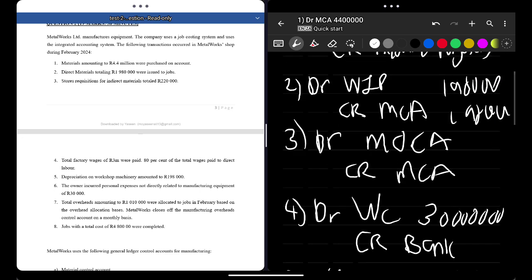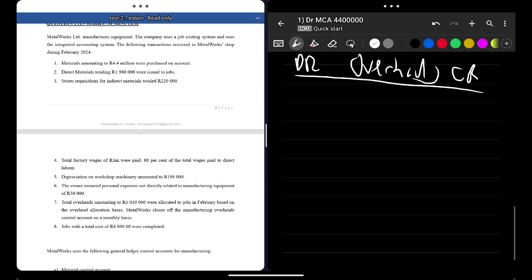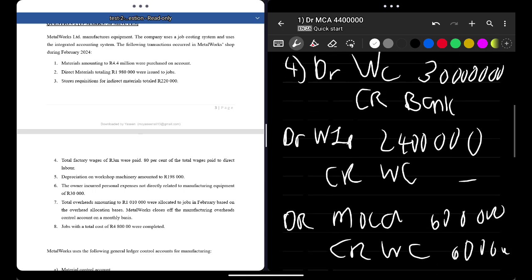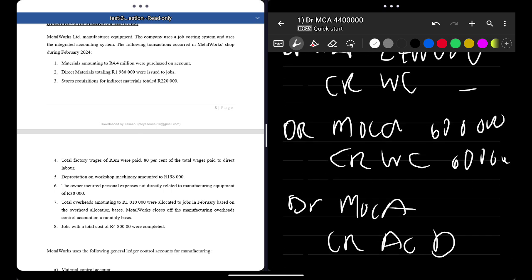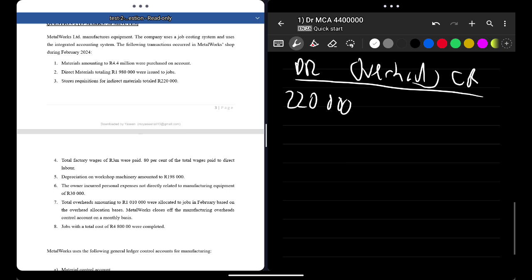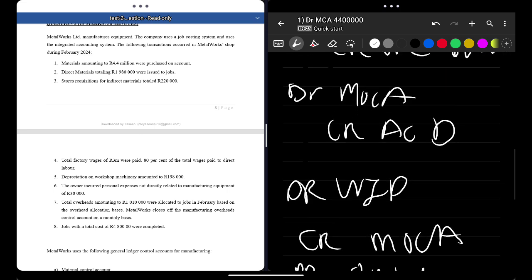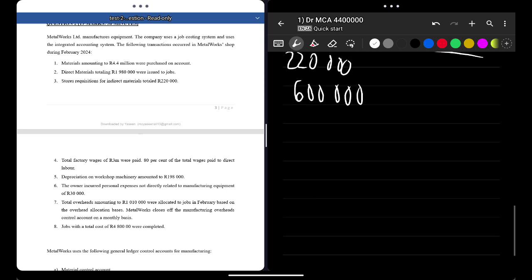Actually, no. I'm just looking. Number 3, store acquisitions. Debit manufacturing overheads control account. Okay, yeah, that's fine. That's 220,000. That's a MOCA. So 220,000 was over here. Let's see if there are more journal entries related to MOCA. MOCA, yeah. This is 600,000. Then we had MOCA over here. This was the depreciation. Yeah. 198,000.